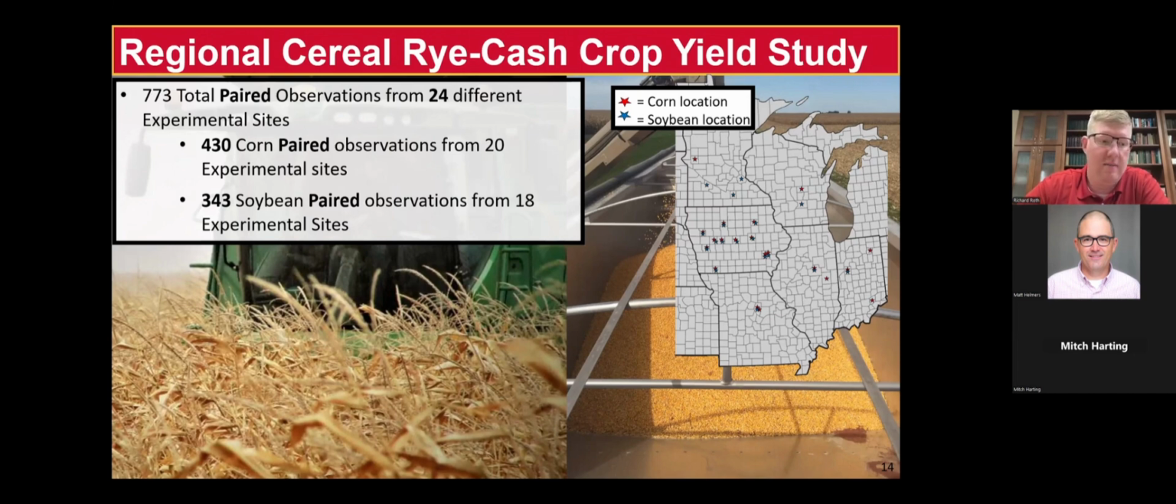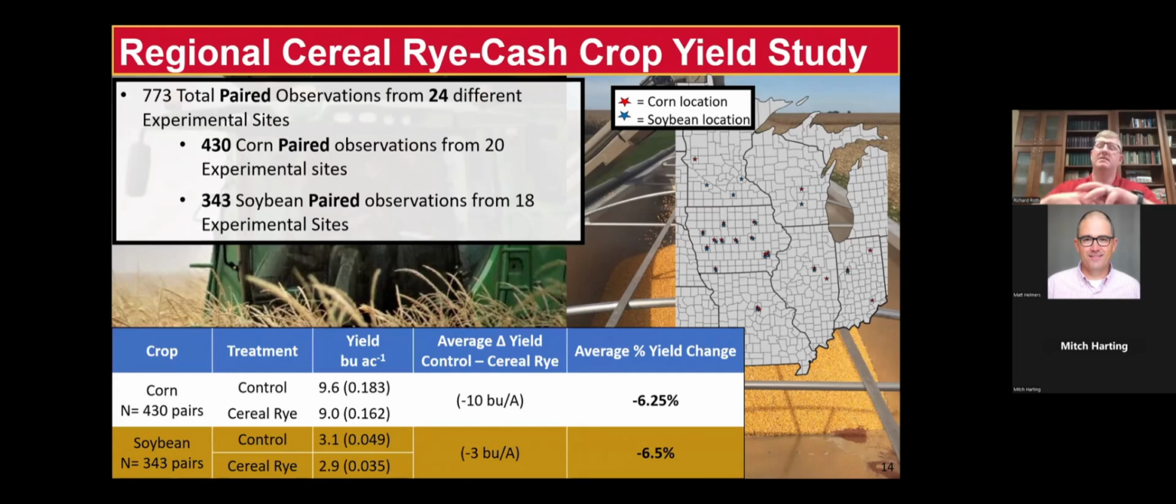So we did some analysis on that, and on average across the entire Midwest, what we found was about a 6 to 6.5% reduction in yields for both crops, so corn and soybeans. For corn, that was about 10 bushels to the acre. For soybeans, that was about 3 bushels to the acre.